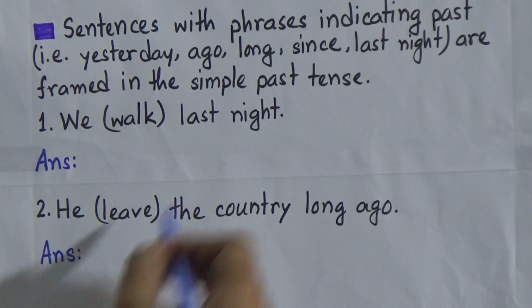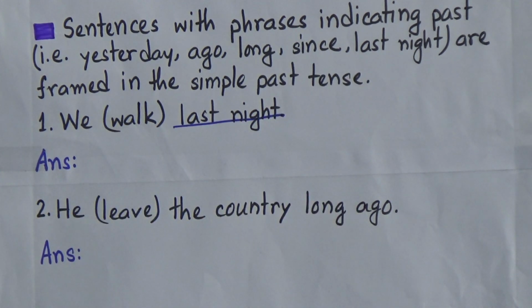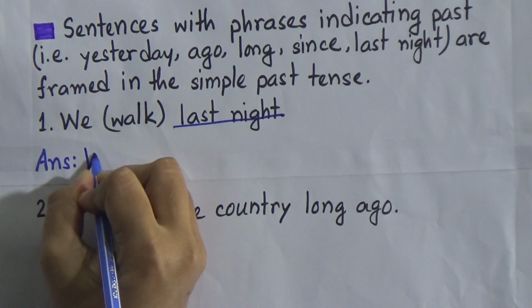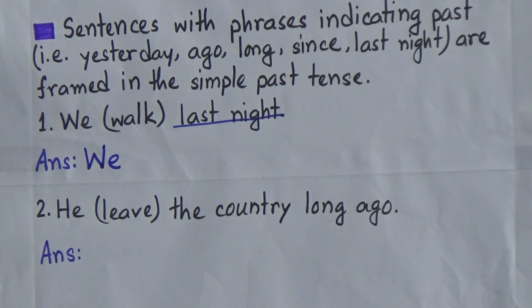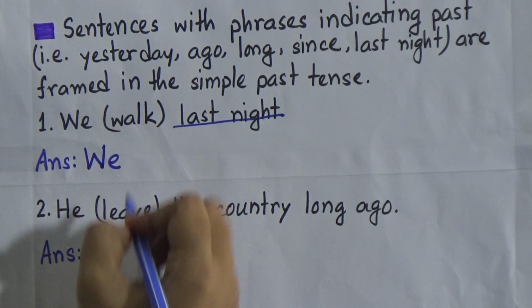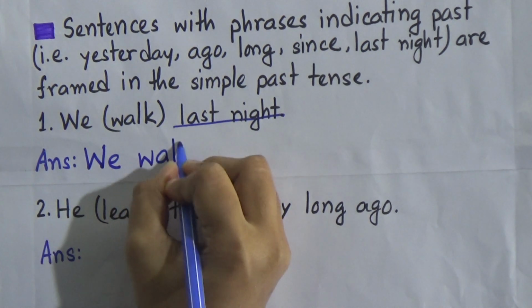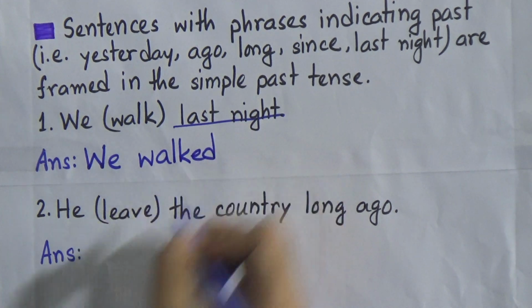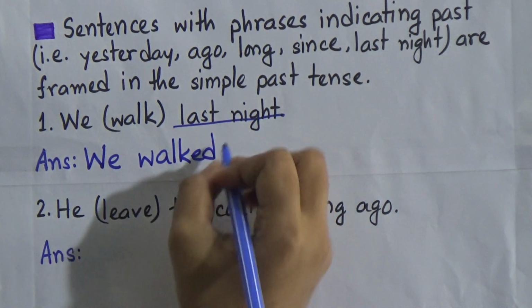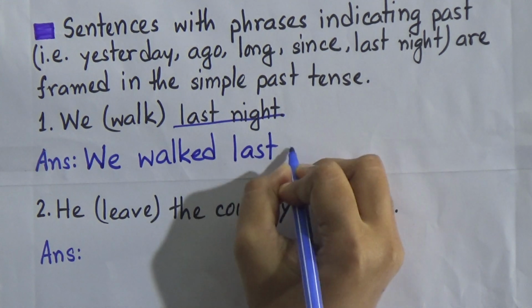Now look, there is the phrase last night. So our sentence will be in the simple past tense or past indefinite tense, and here our verb is walk. At first we will write the subject we, and now we will write the past form of the verb according to the structure of the past indefinite tense. So what will be here? Yes, walk will be walked. The past form of walk is walked. We walked, and then the rest of the sentence, last night.